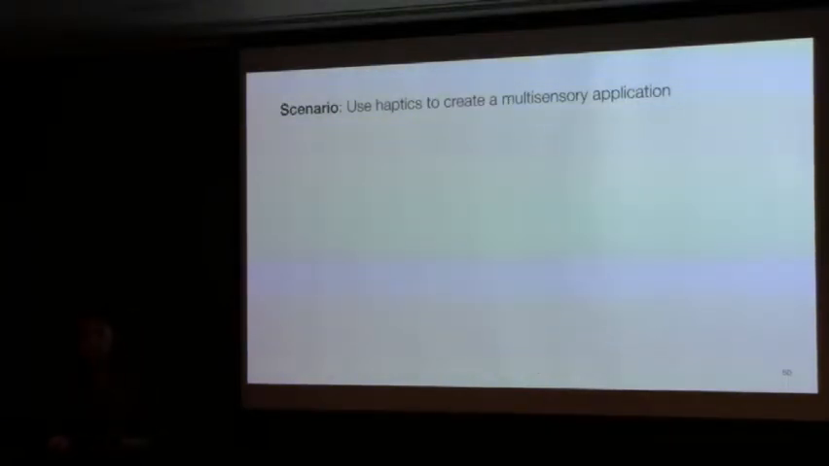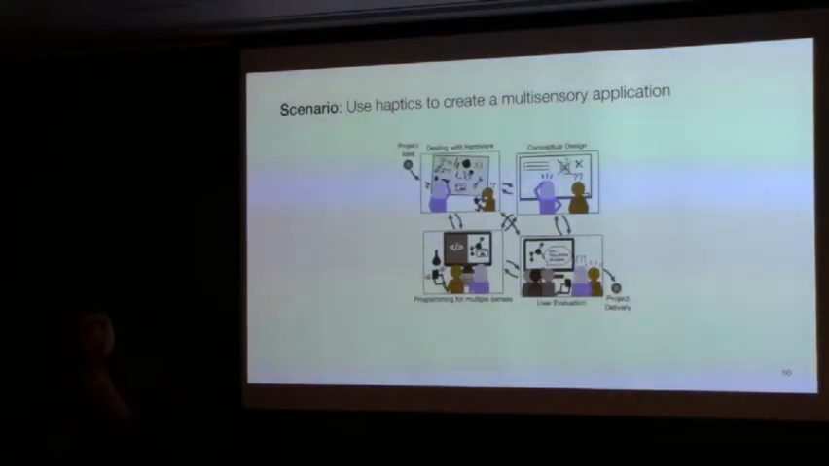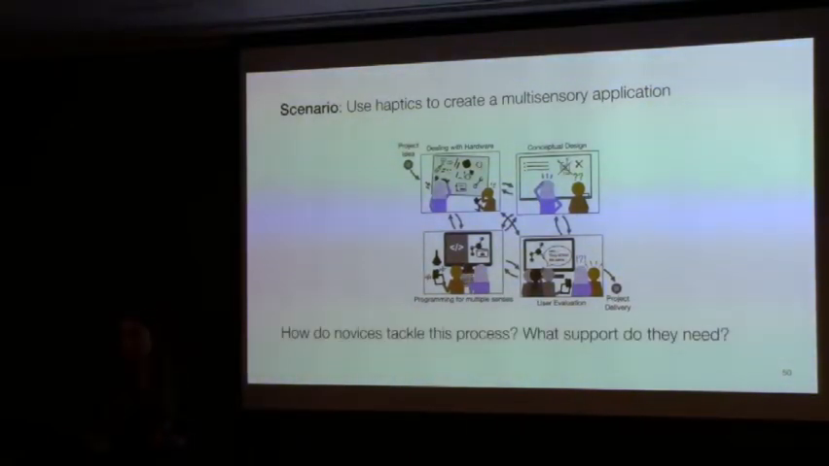So the scenario that we had in mind was simple. Someone wants to use haptic hardware to create a multisensory application. From our previous experience, we knew that this process involves multiple components. They need to deal with the hardware. They need to set up the hardware or modify the hardware. They need to think about the interactions that they want to create. They need to program the device, and they might want to do some sort of user evaluation at the end. So we knew that this process involves lots of components and it's challenging, but what we wanted to know is, with the lack of guidelines that we have in the field, how do novices tackle this process? What kind of challenges do they have, and how can we support them?